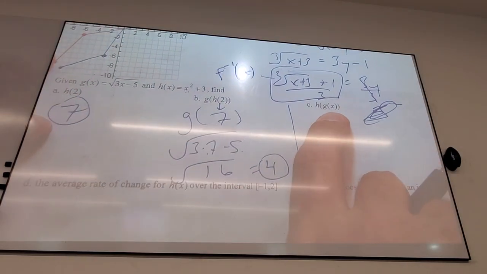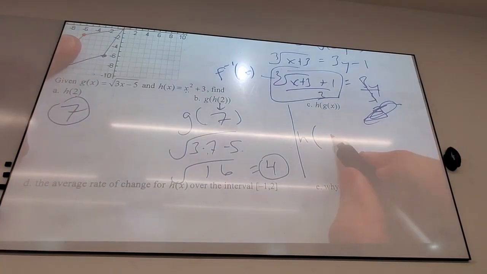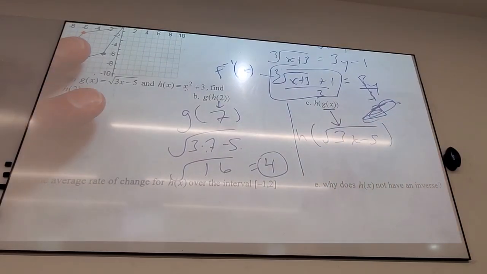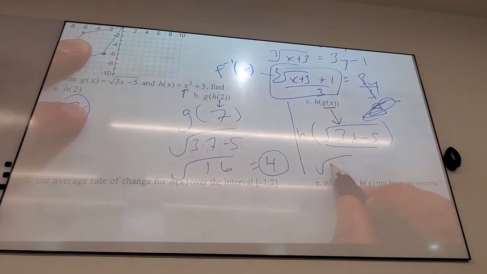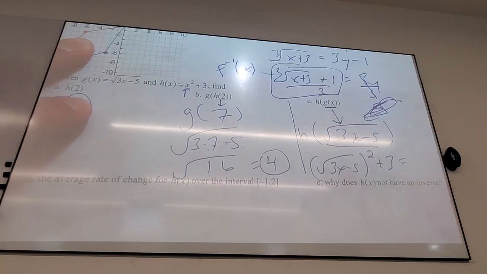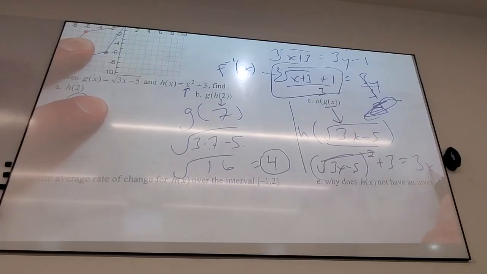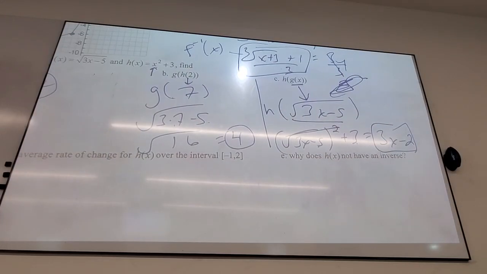This one is a little more involved because what am I shoving into H? This whole thing, right? So the first level is I replace the inside with what it is. Then this stuff gets thrown in here. I think everyone I looked at did this right. The square and the square root cancel. Negative 5 plus 3. Negative 2. Nice. Thank you.